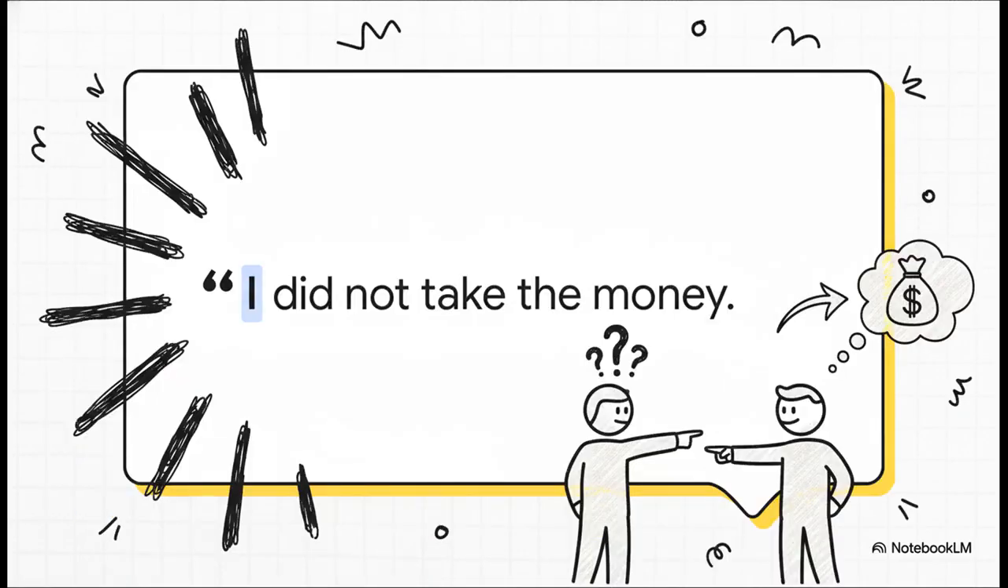All right, let's see how powerful this is. Listen carefully to this sentence. I did not take the money. When I stress the word I, what am I really saying? I'm not just saying I didn't do it, I'm pretty much saying someone else did.